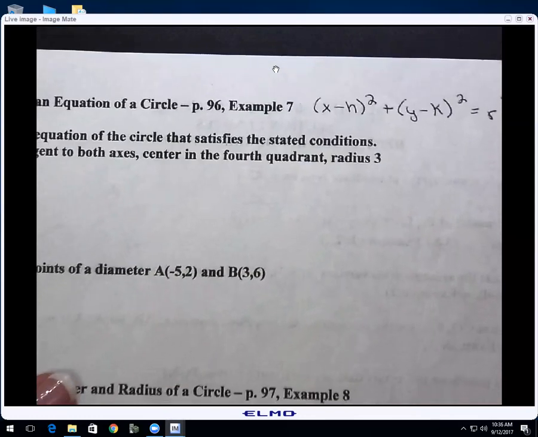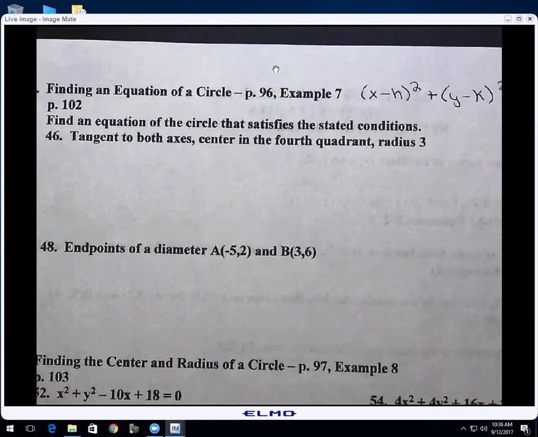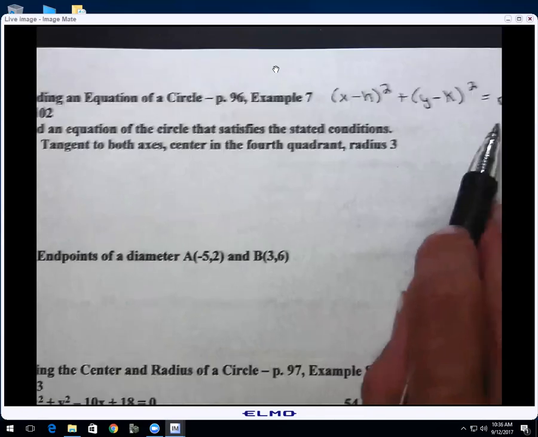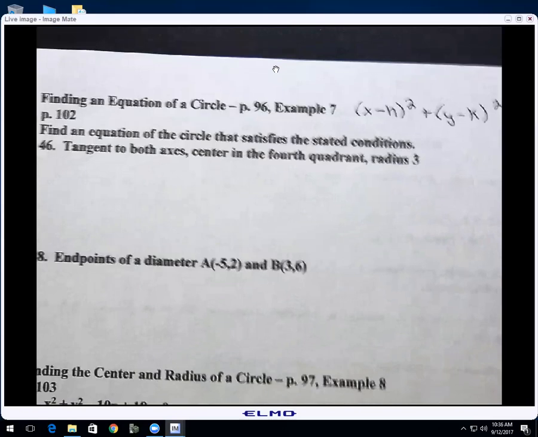So number 46, what do we know about the circle? It's tangent to both axes. Its center is in the 4th quadrant, and its radius is 3. I don't see how I can plug in anything other than the 3 in place of the r. I don't see anything that tells me what I can plug in place of h and k there.